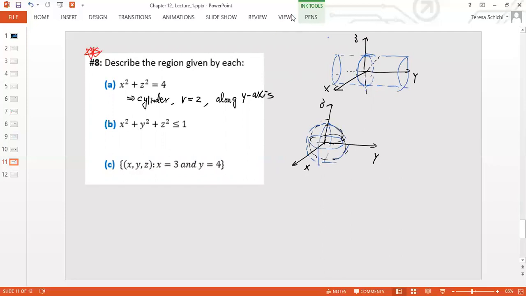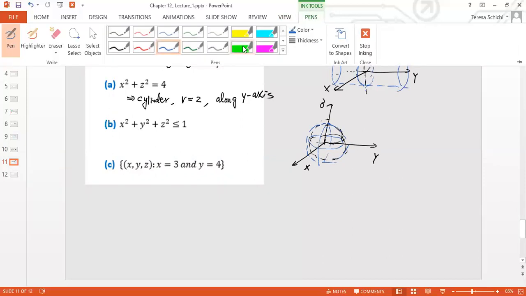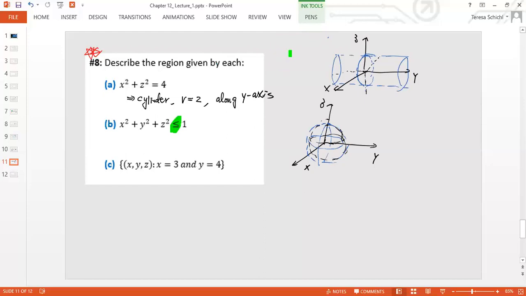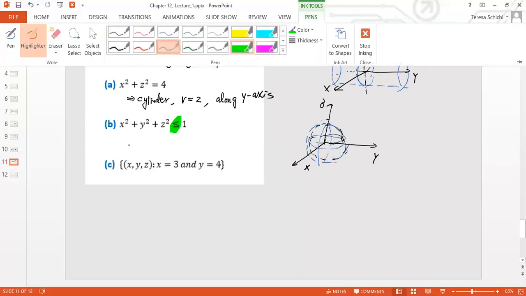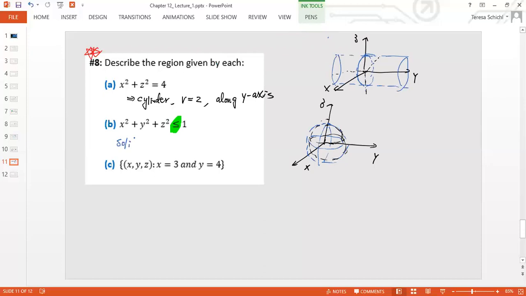It's a sphere, and because it's less than or equal to 1, that means it's a solid, so everything inside is included. That's why we say this is a solid sphere. What is the radius? Its radius is 1. Where is the center? The center is at 0, 0, 0, at the origin, right?